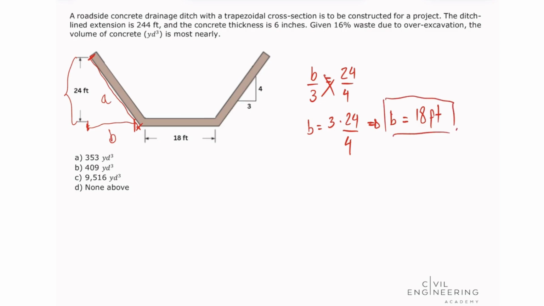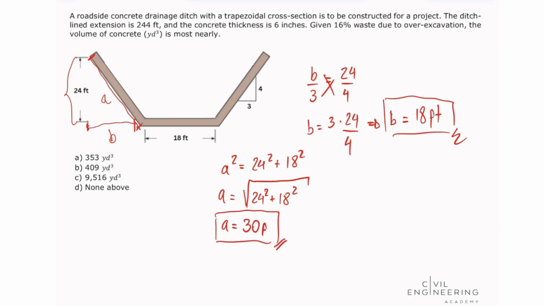Now we can apply the Pythagorean theorem and we can see that our A squared is going to be equal to our 24 squared plus our B that we just found squared, so 18 squared. And then we can see that our A is going to be the square root of 24 squared plus 18 squared. And we're going to find that our A is equal to 30 feet.